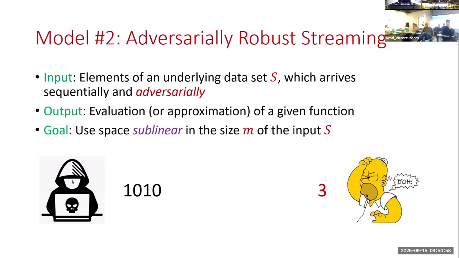Okay, so it can be formally modeled as an interactive game, where at each time, the algorithm produces an honest output, and then the adversary uses the history of outputs to produce the next input in this game. Of course, the adversary's goal is to make the honest algorithm mess up.